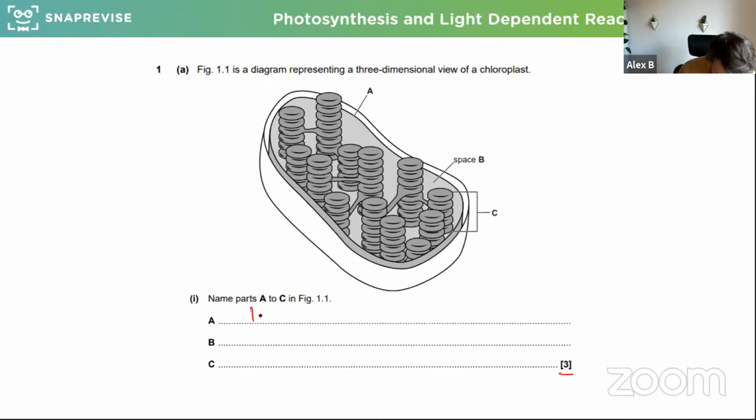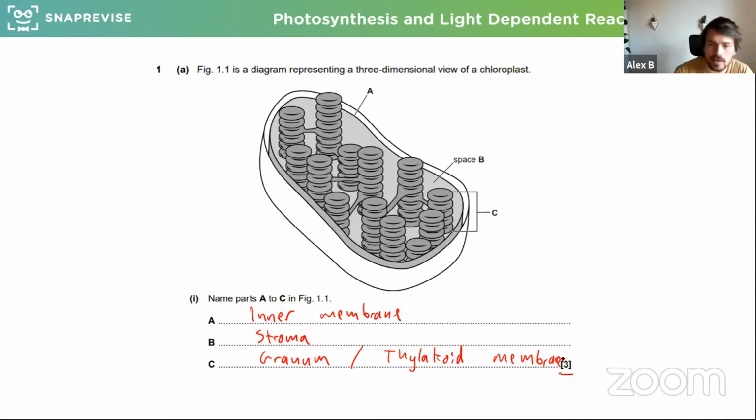Nice. So inner membrane. B is stroma. Yes, it is. And C, a granum. Yeah. If you also put thylakoid membrane, that's fine, because it's not exactly obvious which one it is. I would say probably granum more, but it could be pointing at the membrane.